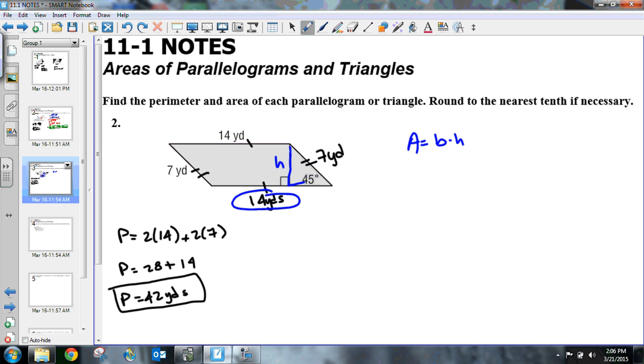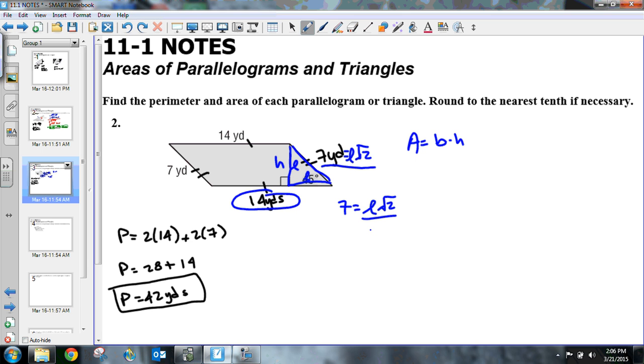Okay, and I know this is a right angle down here, and I'm given that this is 45. So what I know is that this is length L, this is length L, and this length here is L times the square root of 2. So if I find length L, then I can find my height. So I know that 7 is equal to L times the square root of 2. All right, and I can solve for L.